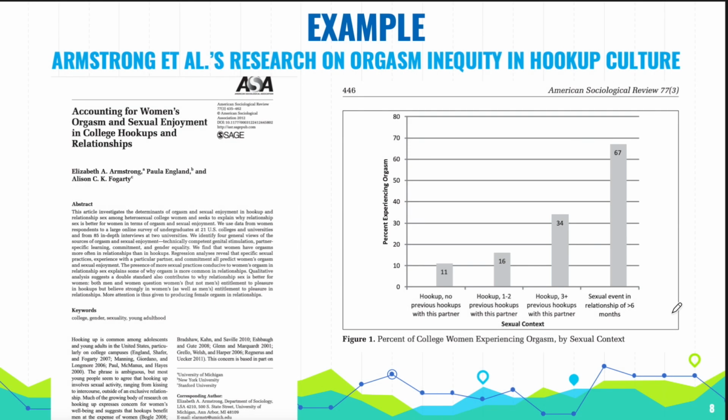Let's put in an example here, and we'll start off strong with a cool one. Armstrong et al.'s research on orgasm inequity in hookup culture. As you know, college students, I'm sure that you are well aware of what college hookup culture is like, maybe from your personal experience or what you hear from friends. We could call that qualitative data, accounts from other people or your own personal lived experience, or maybe you've seen articles or other documents that document what hookup culture is like.